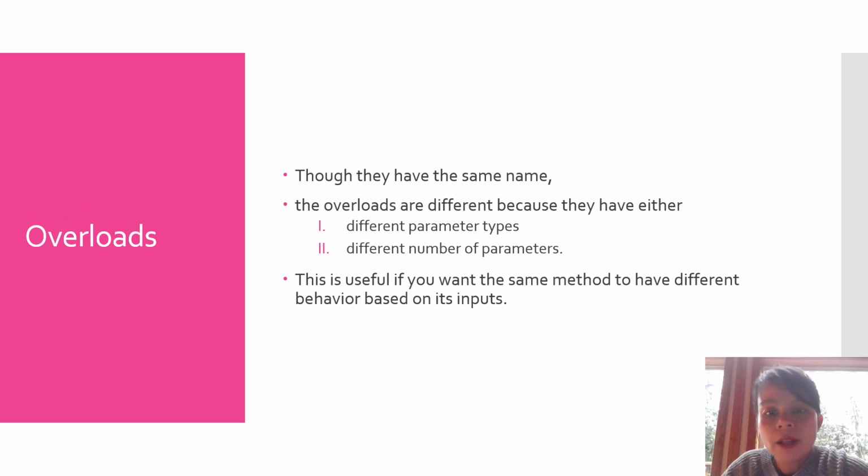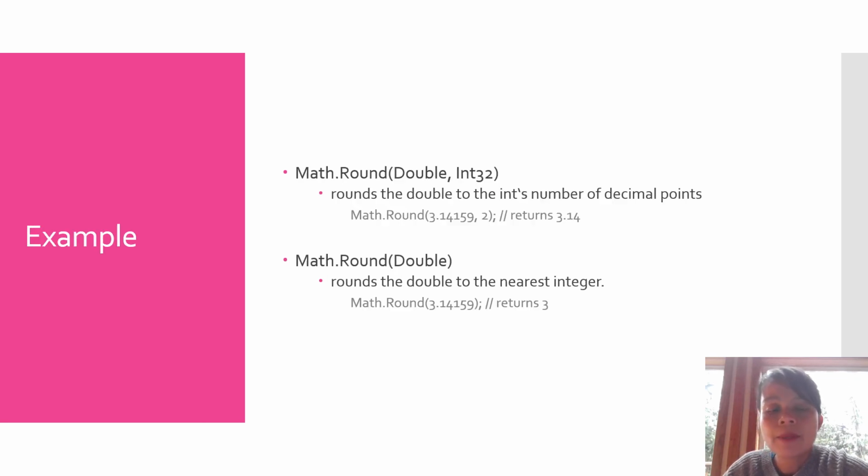So while they all have the same name, the overloads are different because, why are they different? Because they have different parameter types and also different number of parameters. So this is useful if you want to have the same method for different behavior based on its inputs. So for example, you have Math Round where you have two arguments here, double and integer here. So this rounds the double to the integer's number of decimal points.